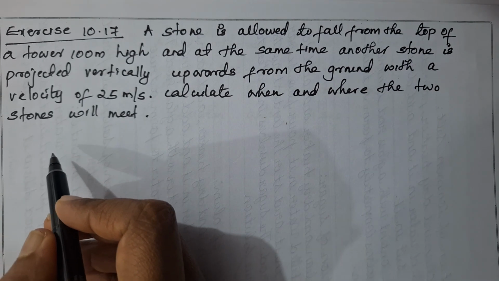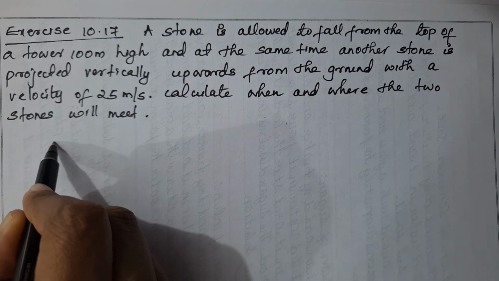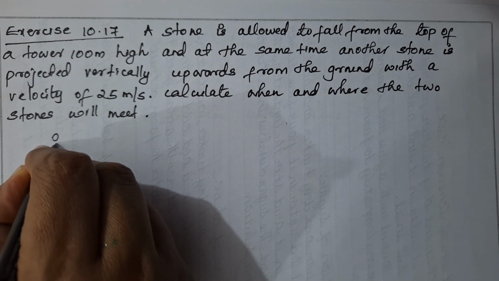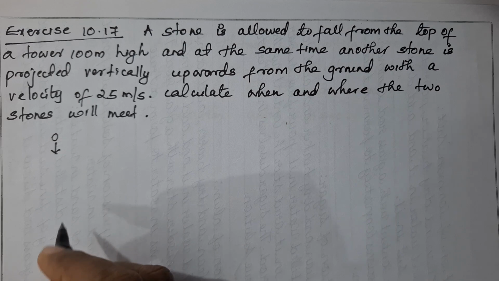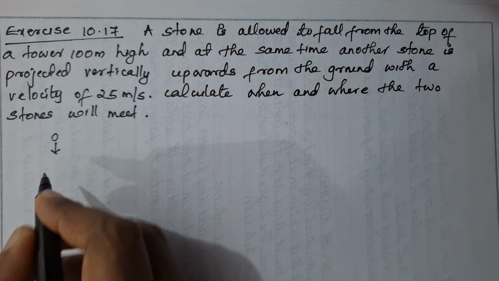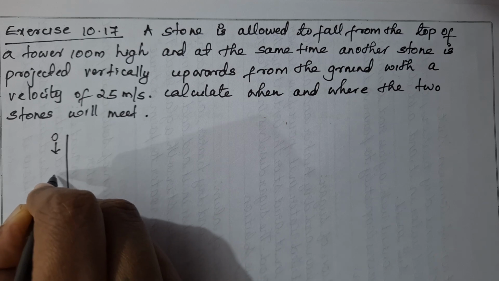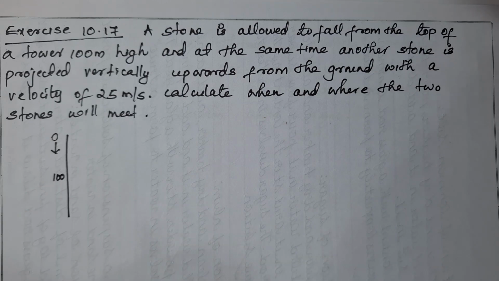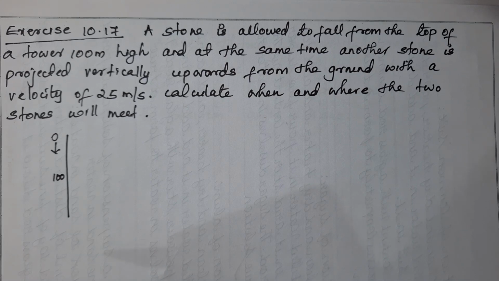Okay, so according to the question, two stones are there. A stone is just allowed to fall from a certain height, and that height is actually 100 meter because we are dropping the stone from the top of a tower. Okay, so the height of the tower is 100 meter.